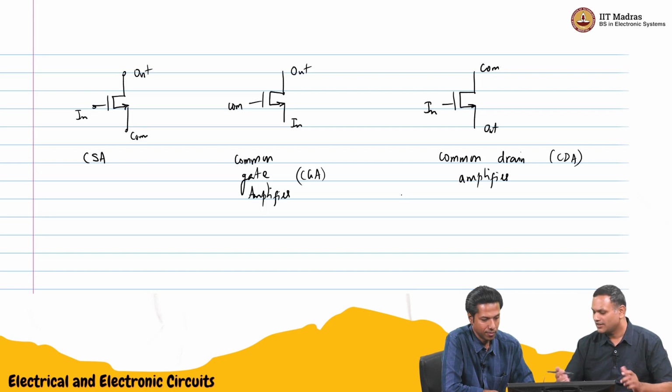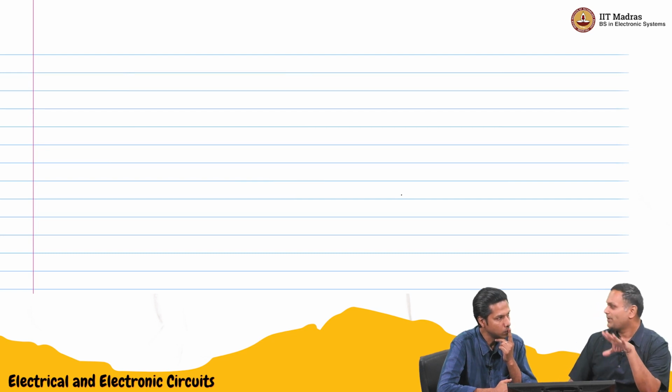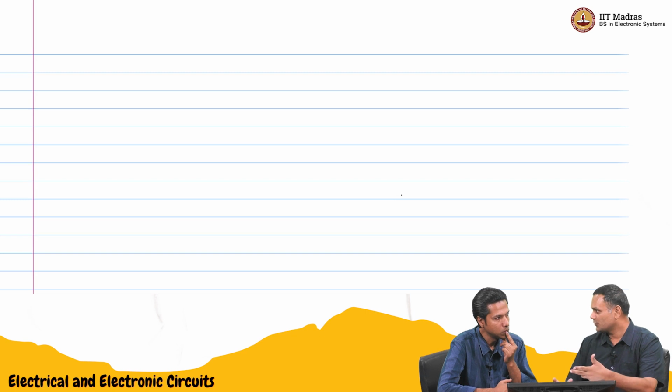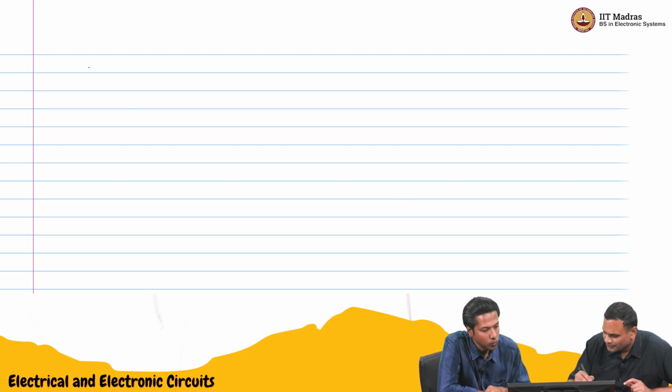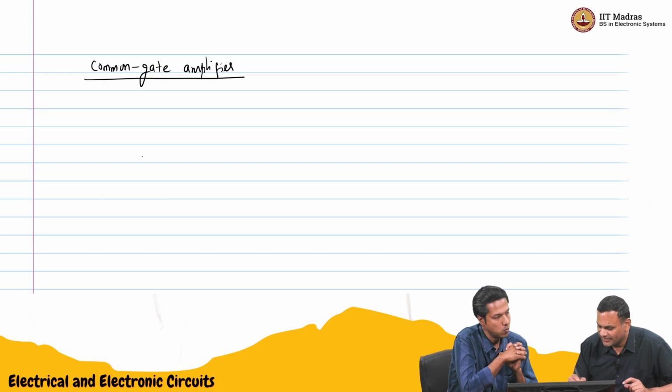So maybe we'll just draw the circuits. We already know common source. We'll draw the circuit for common gate. For the common base amplifier, we use the current source to bias the transistor. We can do something similar here, and that will help us build the circuit very easily. So this is your common gate amplifier, and what we said was we have a current source here.